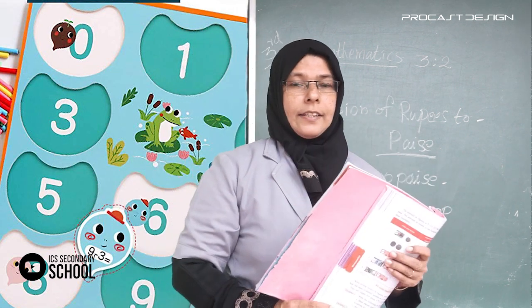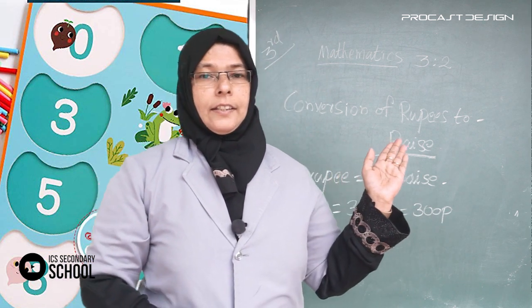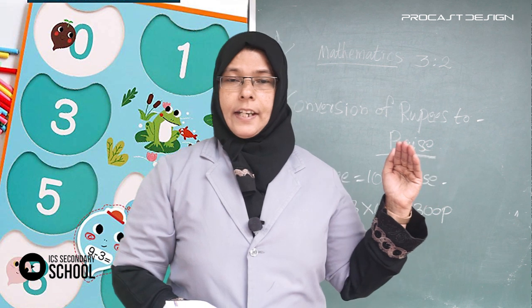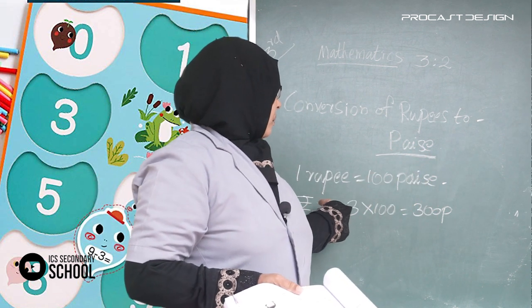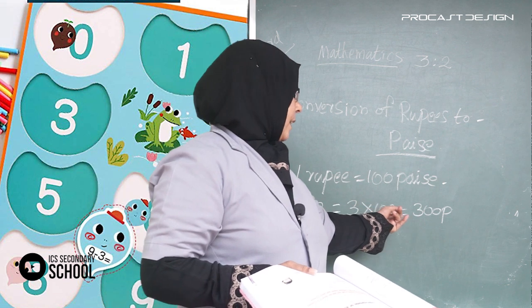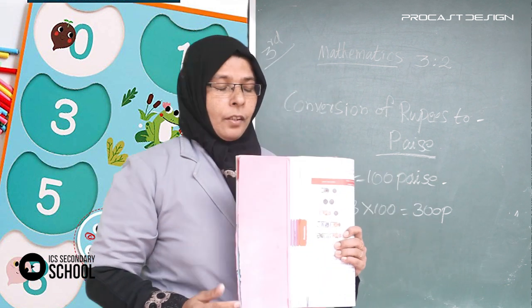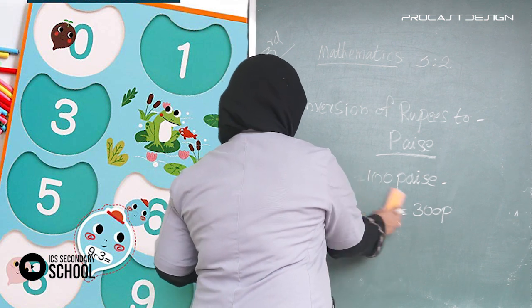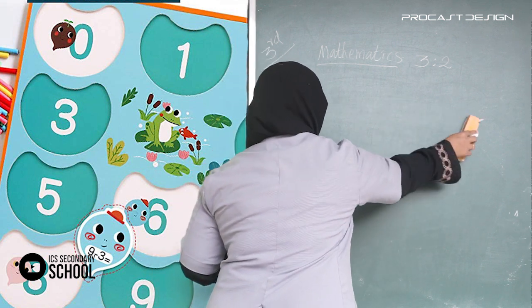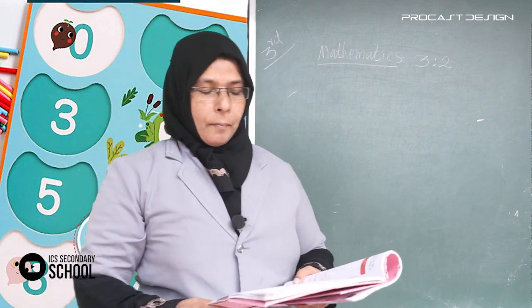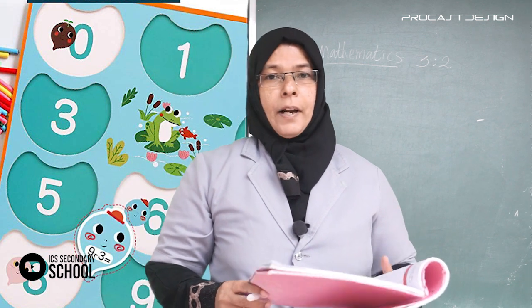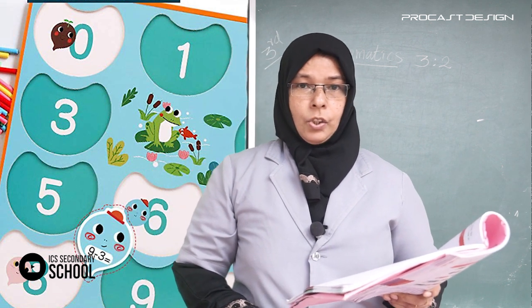Okay. In the second term classes, you already studied the multiplication rules, the properties of multiplication. Do you remember it? Yes. In that way, you multiply the numbers into hundreds. Okay. Next, multiply the rupees by 100 and add the paise to it.